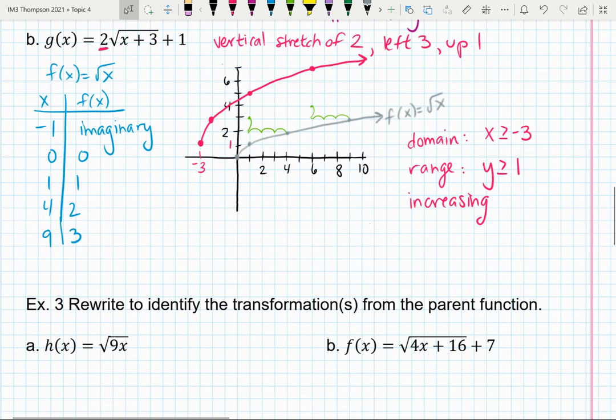Example 3, rewrite to identify the transformations from the parent function. So we'll be rewriting these and then describing the transformations.